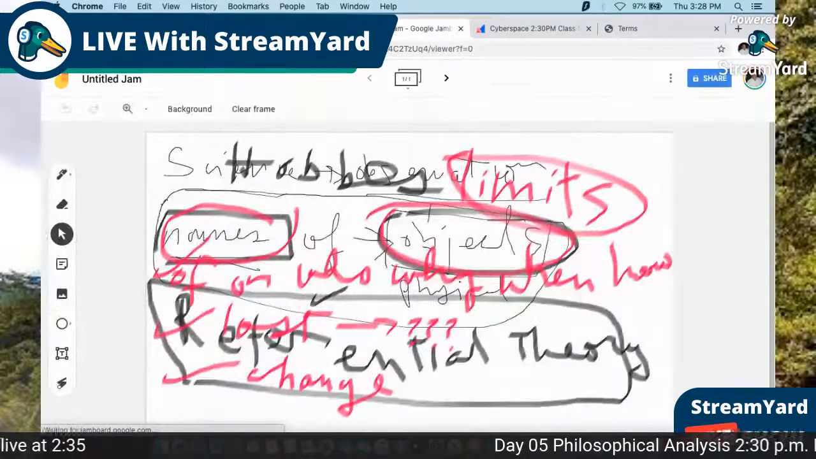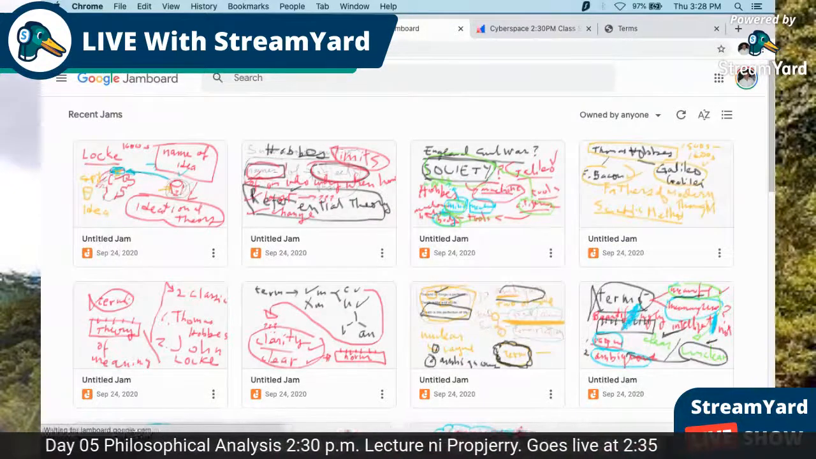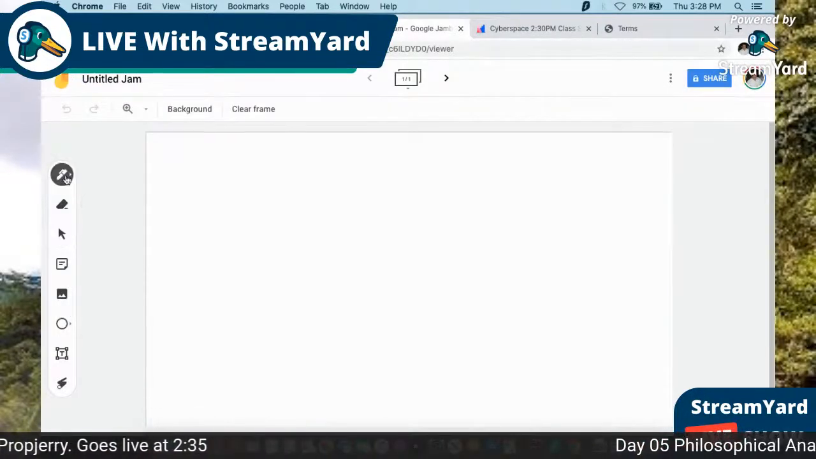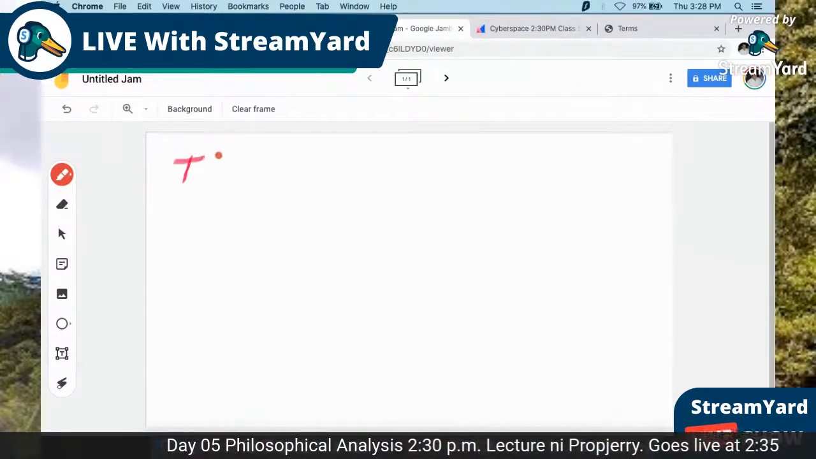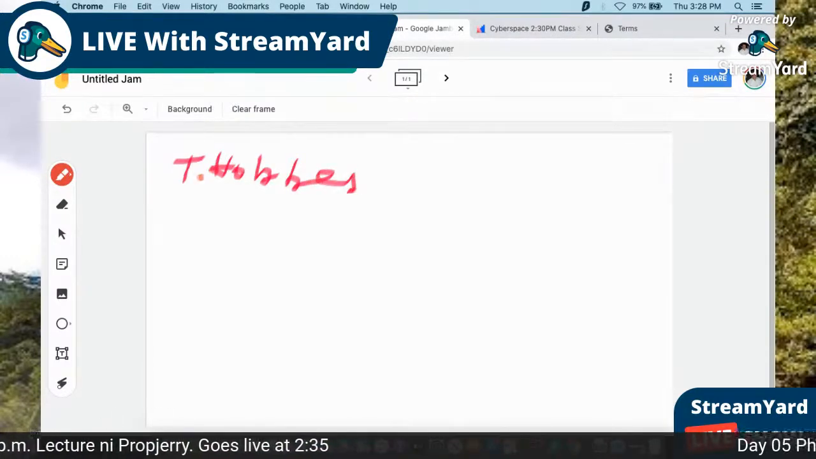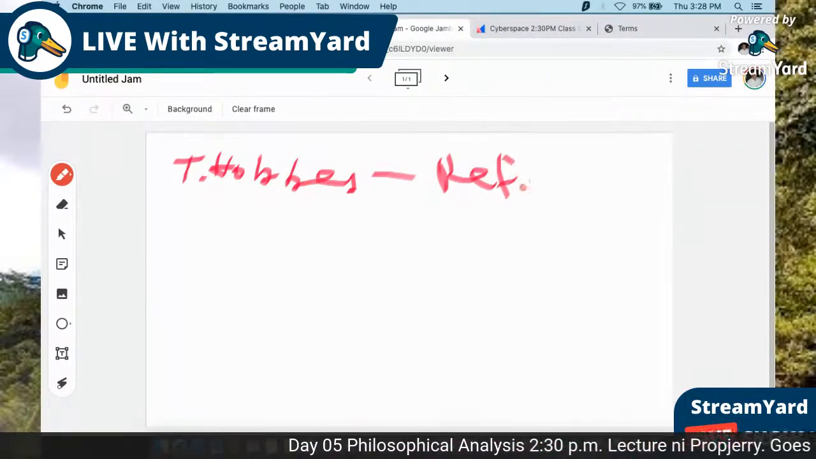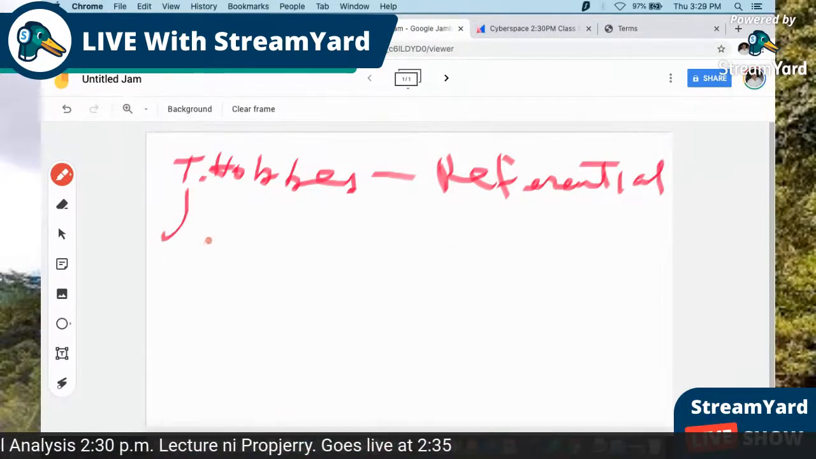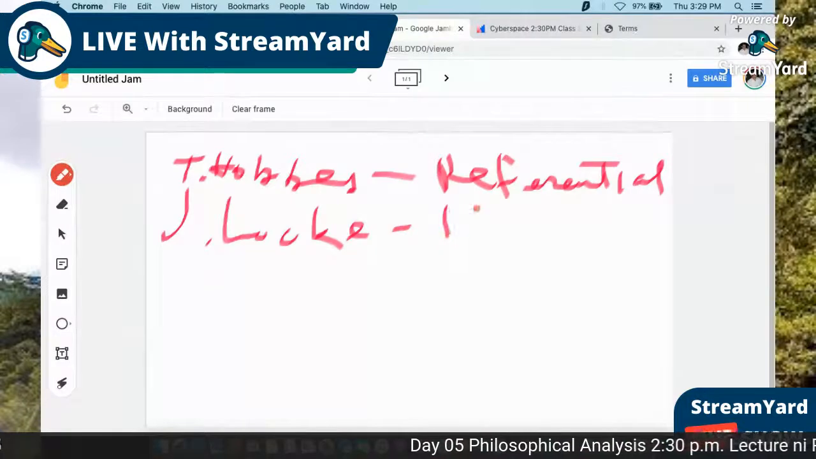The conclusion is there are two classic theories of meaning. One is given us by Thomas Hobbes, the referential theory of meaning. The other is the ideational theory of meaning, given by John Locke. What does Hobbes give us? The referential theory of meaning. And John Locke gives us the ideational theory of meaning.